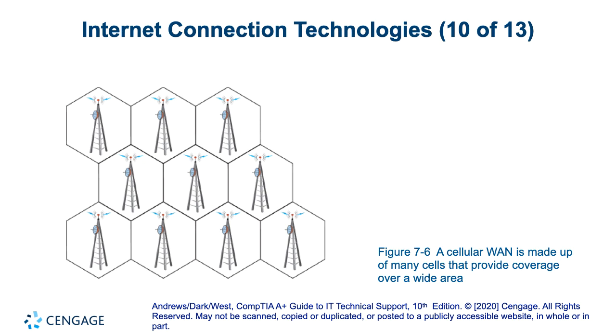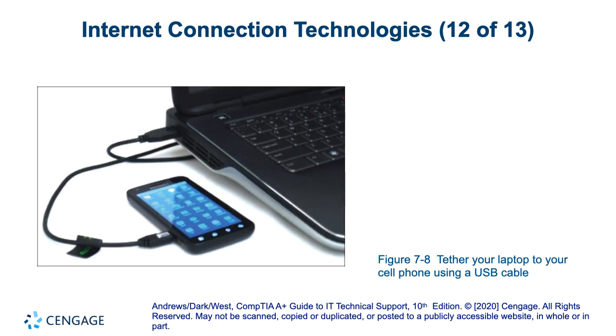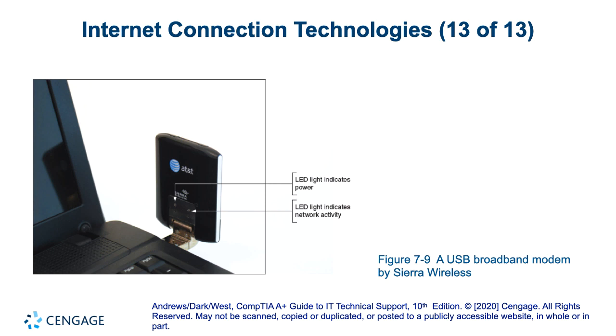Now this just graphically depicts a cellular WAN, which is made up of multiple cells. SIM cards provide you access to the cellular network, and they're usually on the back of the phone, under the battery, if you can get to them. This is showing how you can tether your laptop to your cell phone. And here's a USB broadband cellular modem providing internet access to a laptop.